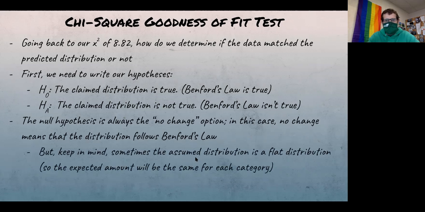Now, sometimes the assumed distribution is a flat distribution. So the expected amount is going to be the same for each category. So if you're going to predict the expected count of each color in a bag of M&Ms, you'd expect to get about the same amount for each color. And I believe that is a flat distribution. There's no extra blue or red or other color.